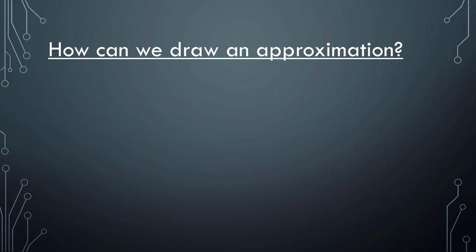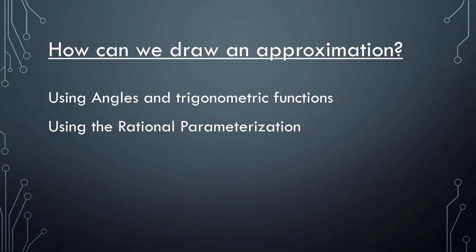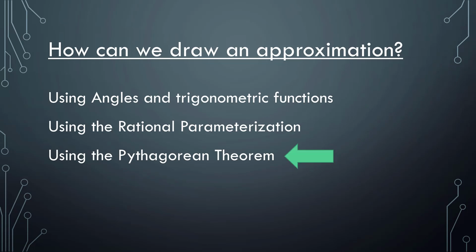Okay. So how can we draw an approximation? There's a few ways of going about it. We can use angles in trigonometry. We can use something called the rational parameterization of a circle, and we'll go about that. It's less well known and taught less often. And we can use the Pythagorean Theorem in a few ways actually, that we'll cover. But that's the main thing that we'll cover eventually.